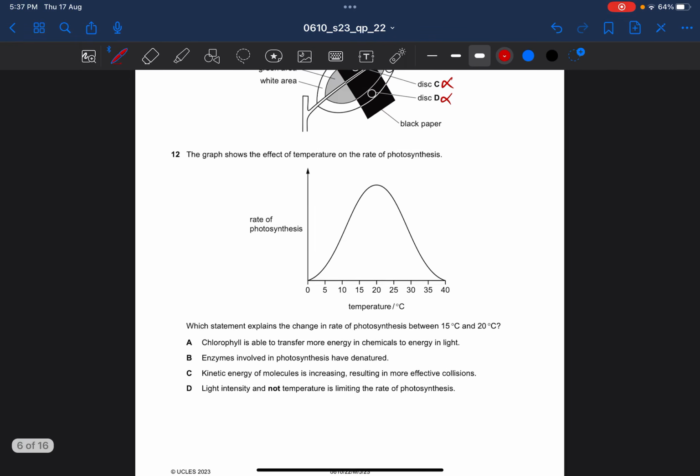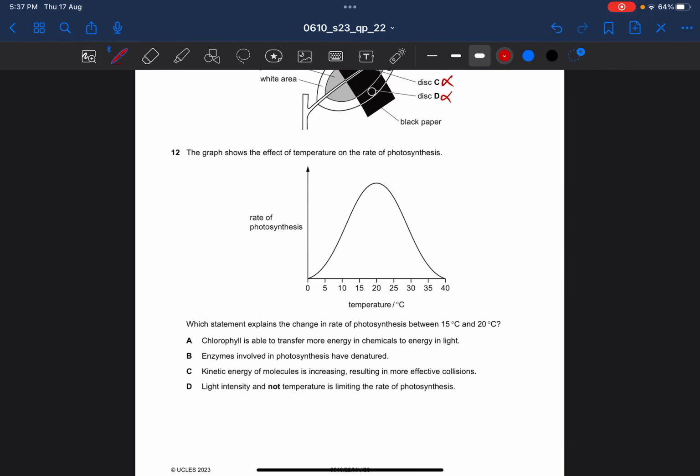Okay. Question 12. The graph shows the effect of temperature on the rate of photosynthesis. Which statement explains the change in rate of photosynthesis between 15 degrees and 20 degrees? So they're talking about this period, from here to here. What happens here is that there is an increase in the temperature and an increased rate of photosynthesis. When there's an increase in temperature, the kinetic energy of molecules will increase, therefore making more effective collisions.